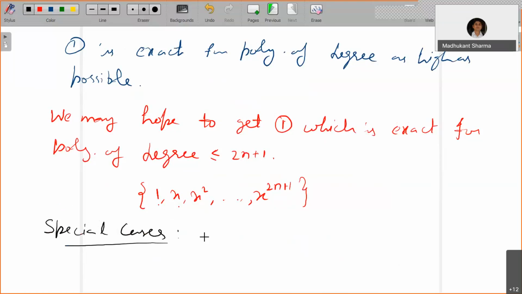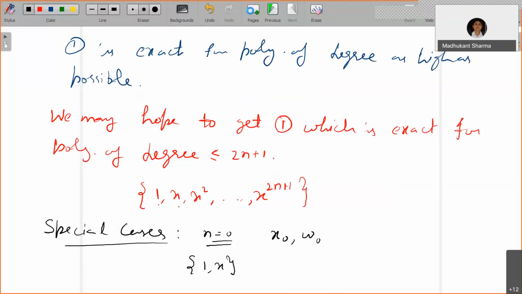Special cases, let's say n equals 0. Now we wish to determine x0 and w0 so that formula 1 is exact for polynomials of degree less than or equal to 1. You replace n equals 0, we are expecting degree less than or equal to 1. So you are going to use 1, x as a basis. So you are going to use f of x equals 1 and f of x equals x, substitute, and then you get back w naught and x naught from there.